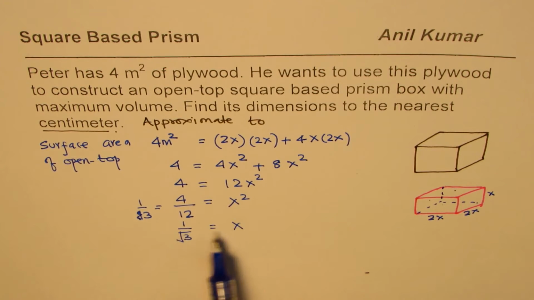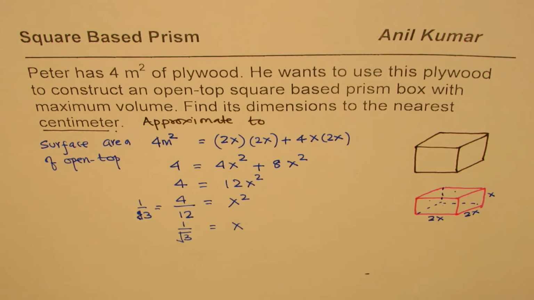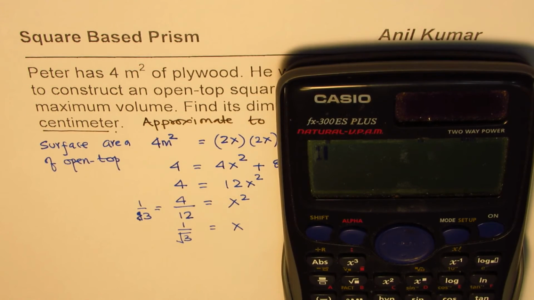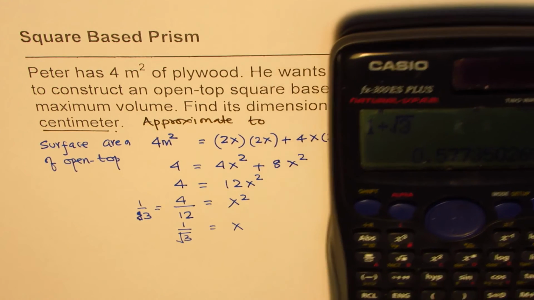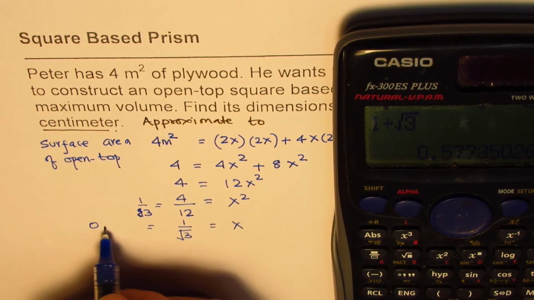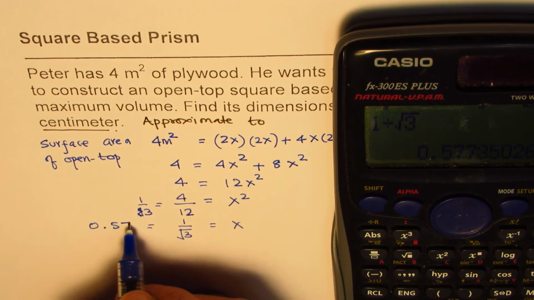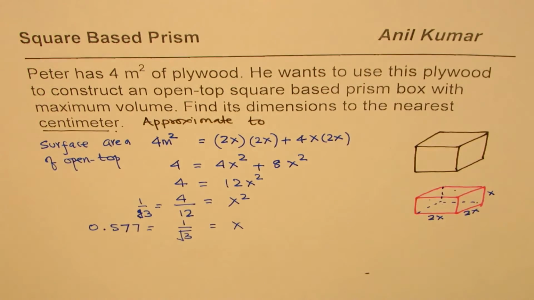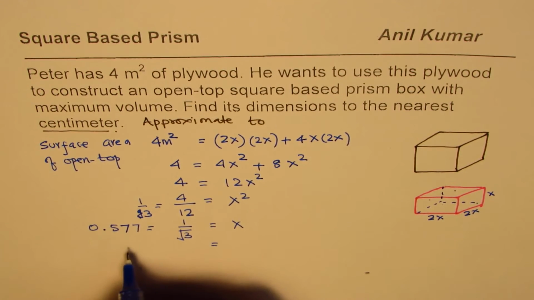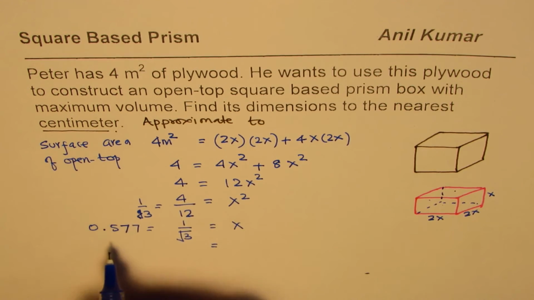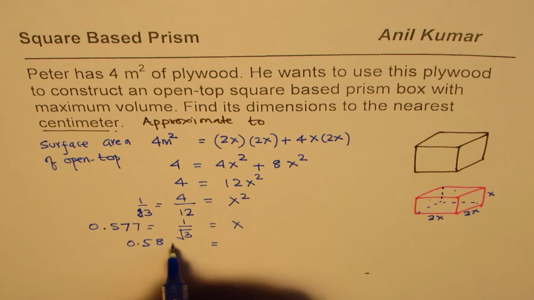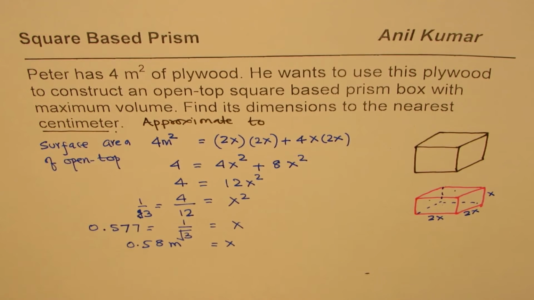We need to find the dimensions. Let's calculate this value. Since we have to find to nearest centimeter, we'll go for 2 decimal places. So we have 1 divided by square root of 3, which in decimals is 0.577. So we can write this to 2 decimal places, or in centimeters, as 58 centimeters, or 0.58 meters. So that is the value of x.